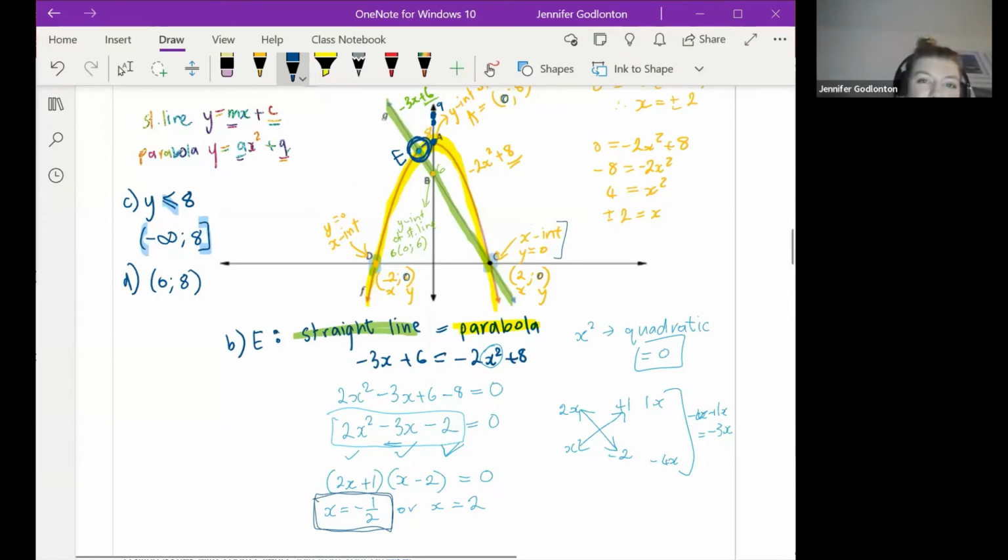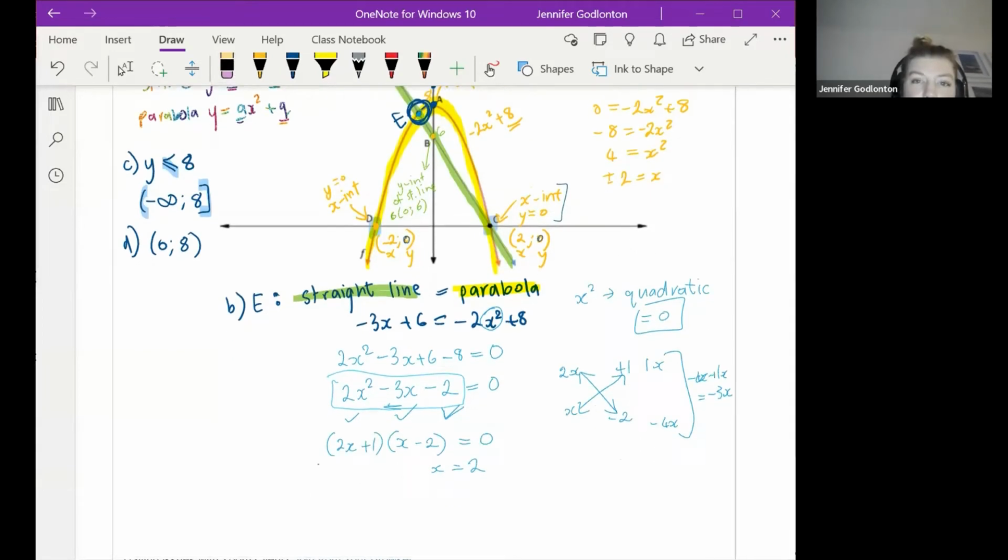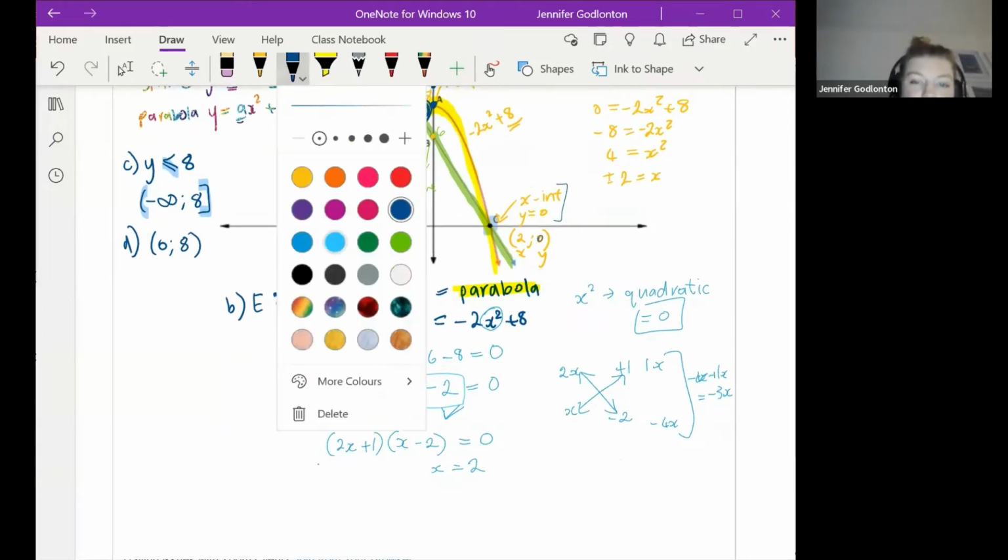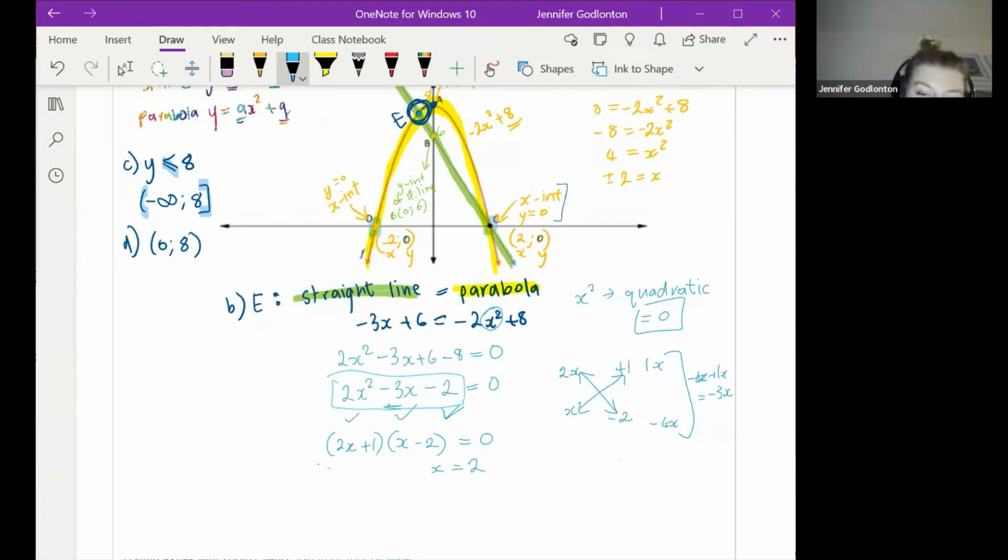So I landed up getting the -1/2 because I said 2x plus 1 is equal to 0. So 2x is equal to -1, which means x is equal to -1/2. Okay, so we now know that x is -1/2.